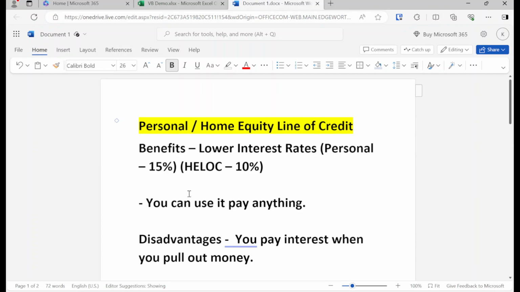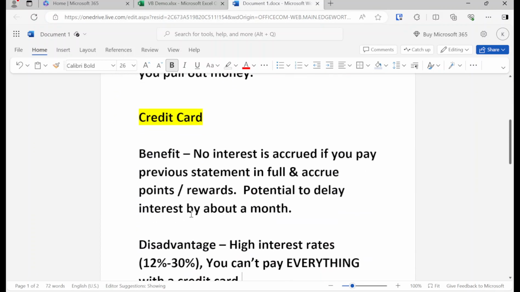Okay, so because of these advantages and disadvantages, we're going to use the best of both worlds, right? I'm just going to show you how I would do this and what the strategy is.